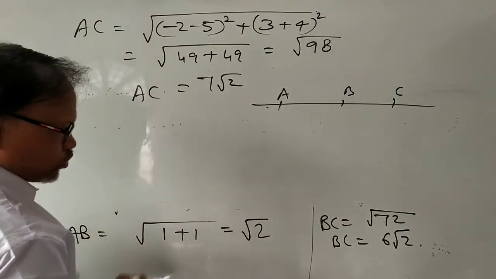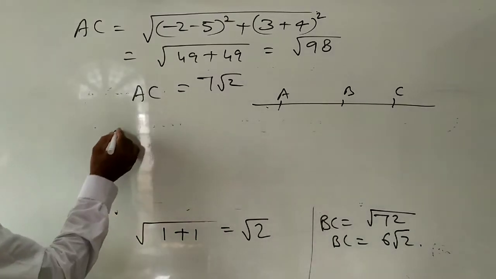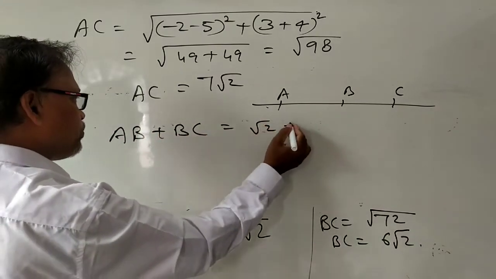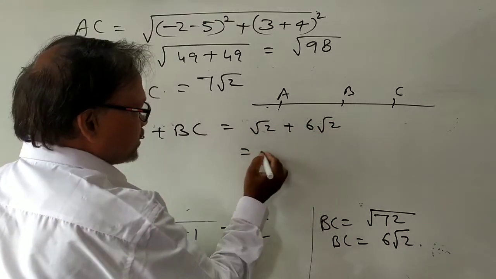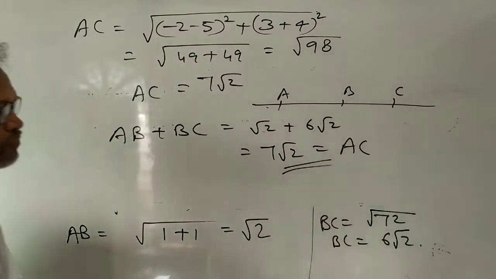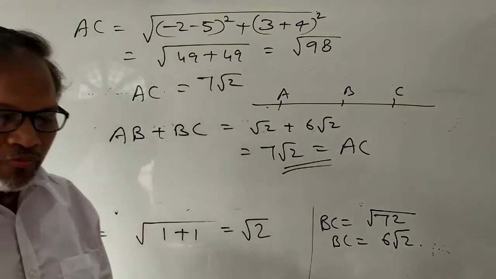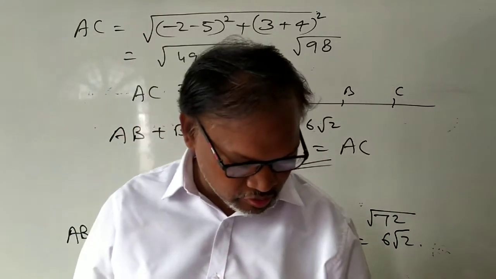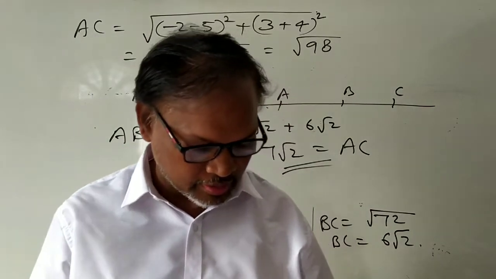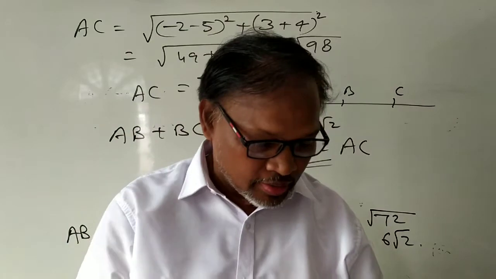As AB is root 2, BC is 6 root 2. AB plus BC, so root 2 plus 6 root 2, this is equal to 7 root 2, means AC. It is proved. So therefore, by using the distance formula, you can show it. For other questions also, if there are squares and other things, you can show it.